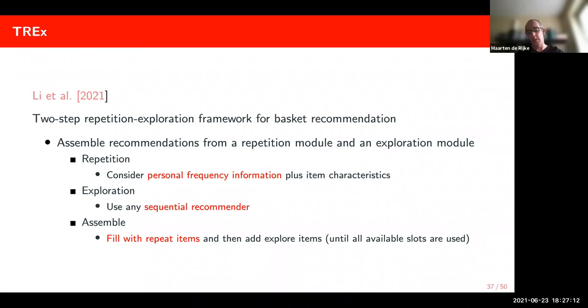And then an exploration model. That's typically something content-based, where you might try to learn good representations of items, have meaningful embedding spaces where you can go from past items to new items in an effective way and in an efficient way, and then put these two together, not by each time deciding whether to repeat or to explore, but even simpler, you first repeat, and then if there's any space left in the basket, you then explore. It's that simple.